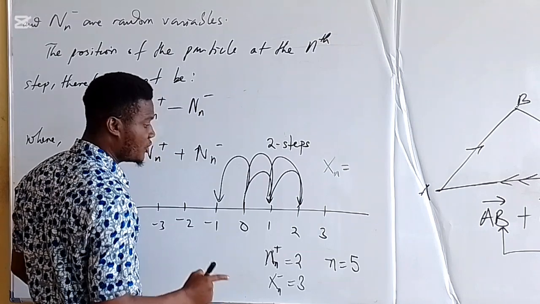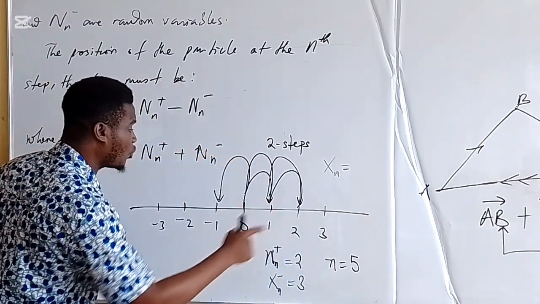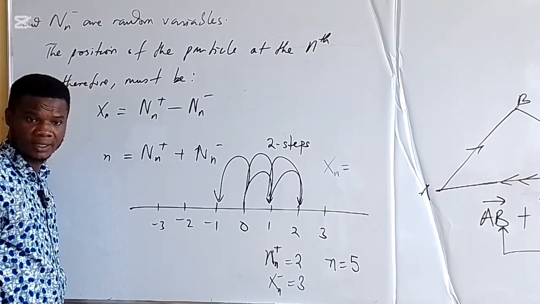Is it clear? So in this sense, it will be 2 minus what? 3. That is why at the end of the day, you will discover that you are at minus 1. Do you understand me now?